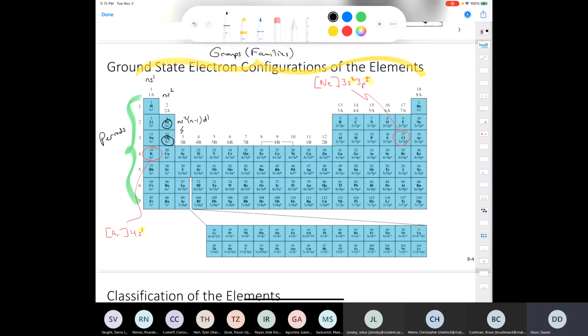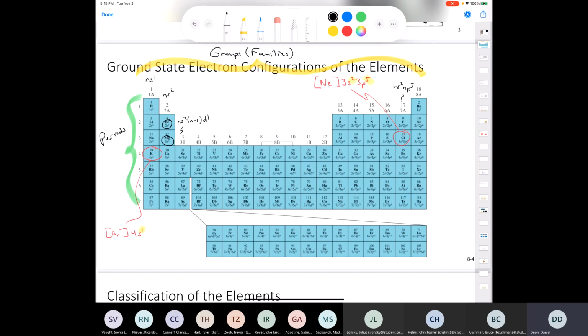Now, without me spending all this time to go over all of them, for example, if you come over to group 7A or group 17, this is what we call the halogens. You can see that they all have ns2 np5, and so on. And again, you can see that information in the electron configurations that are shown for these groups.